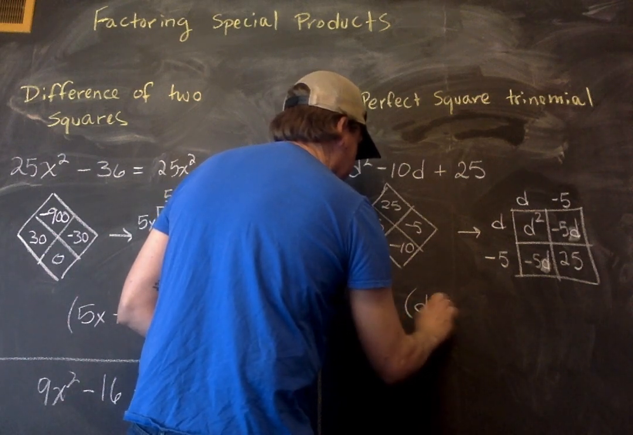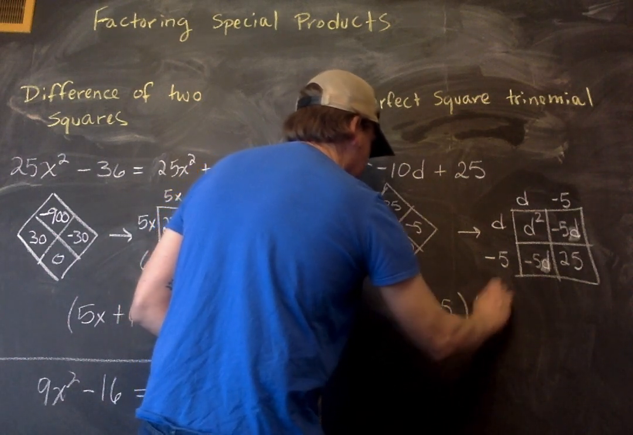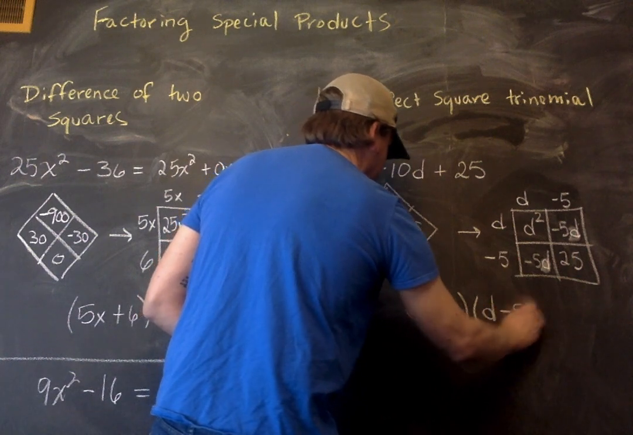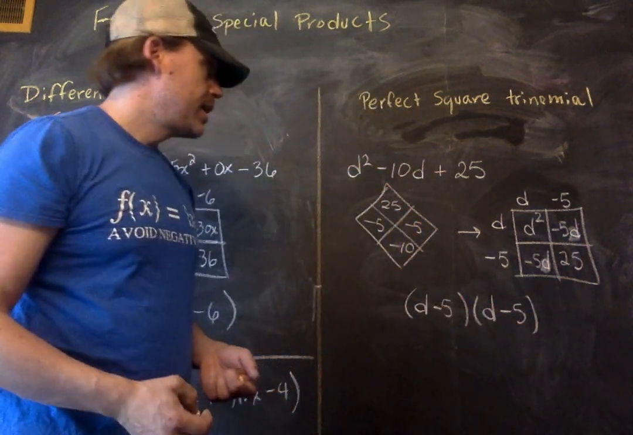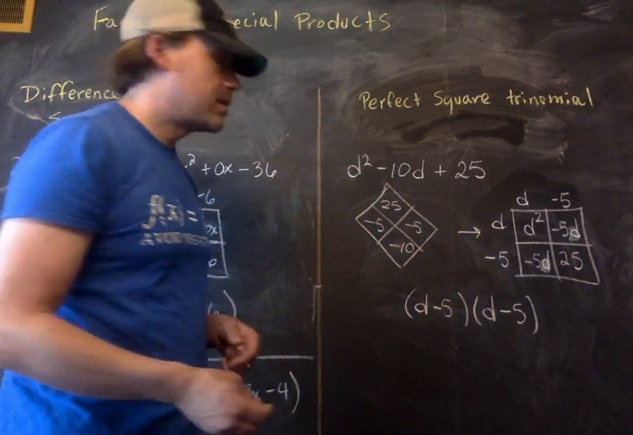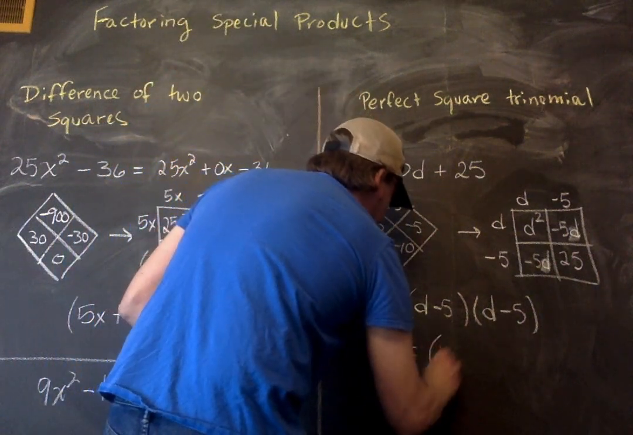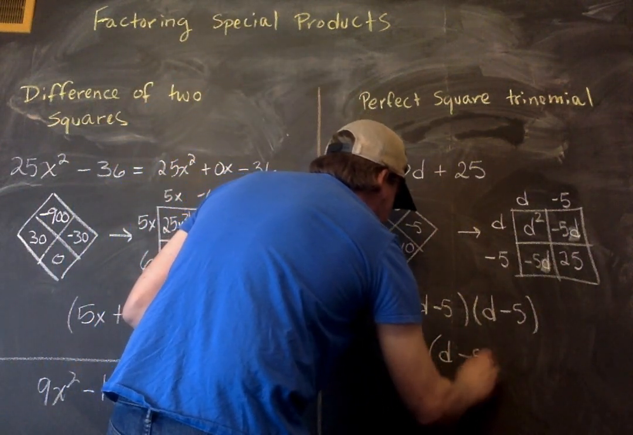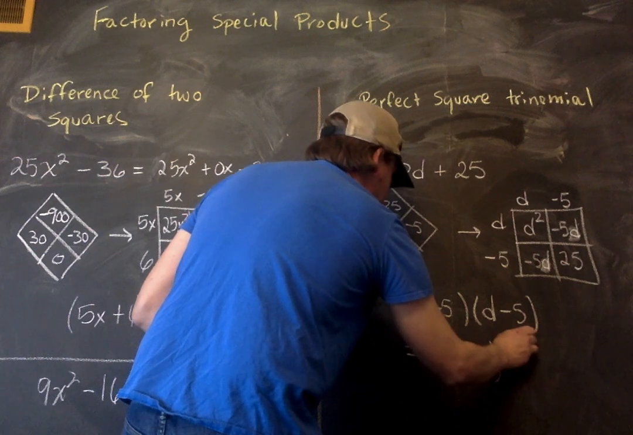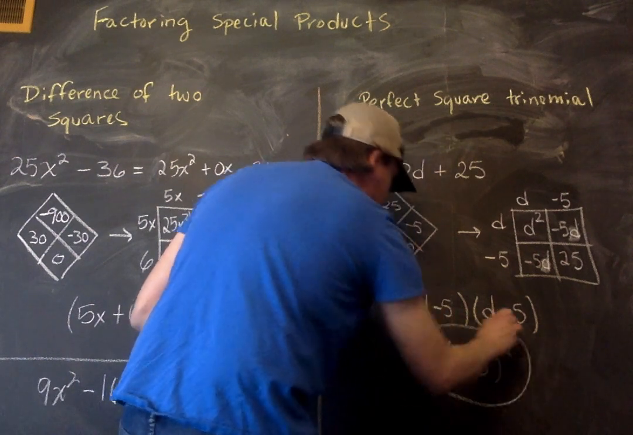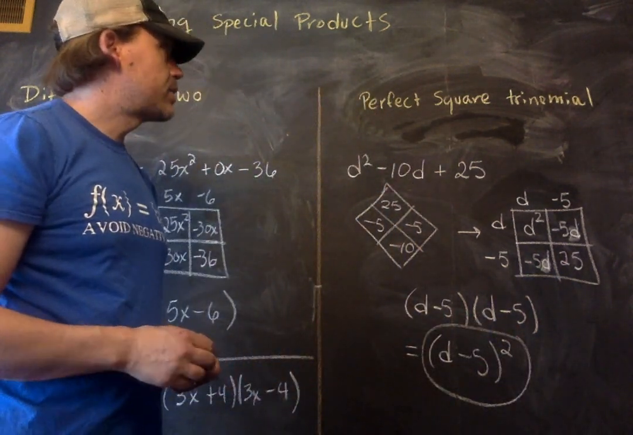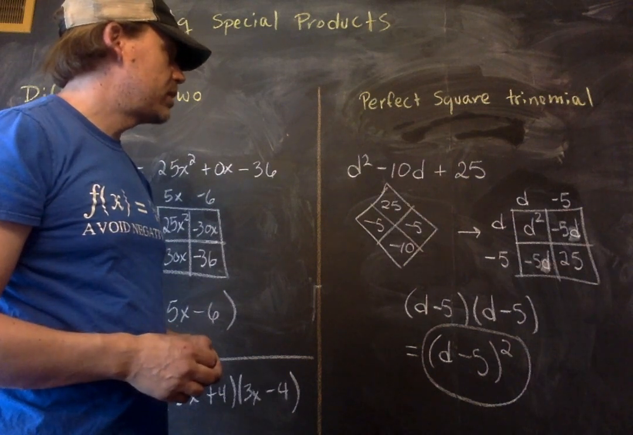d minus 5 times d minus 5. Well, those are the same thing. And so you can write that answer instead as d minus 5 squared, to the second power. That's our final answer. That's why it's called a perfect square trinomial.